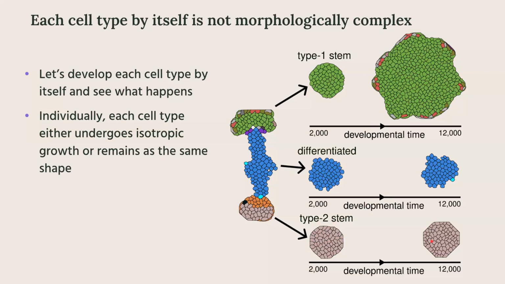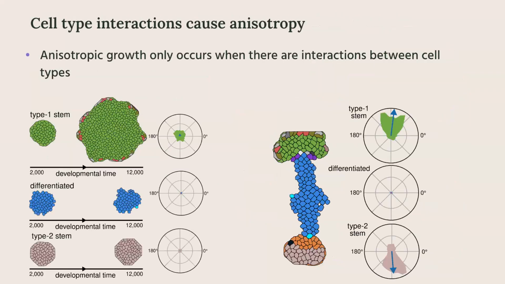And importantly, they just remain as balls of cells through development, so they don't actually undergo complex morphogenesis by themselves. What this means is that the interactions between cells, the cell-cell communication, is essential for complex morphogenesis to occur. So if I measure the anisotropy in these individual balls of cells, it's clearly not anisotropic, it's just isotropic growth or not growing at all. Whereas in the actual development of this organism, it can undergo anisotropic growth because of the cell-cell communication.